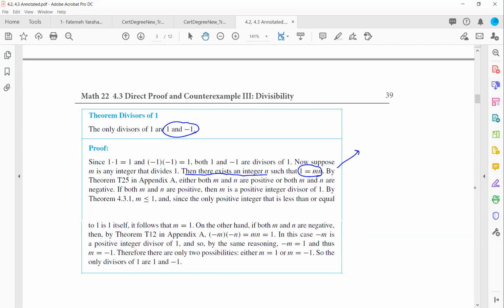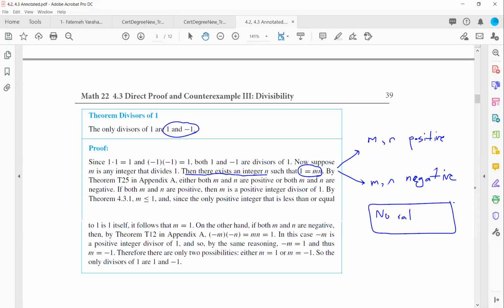So here you have two conditions. m, n are both positive, or m, n are both negative. And remember that we don't have any fractions here. No rational numbers. For example, you don't have a half times 2 and say, hey, I found these two and it is equal to 1. We don't have any rational values here. All of these are integers. Okay, let us investigate to see what is wrong.